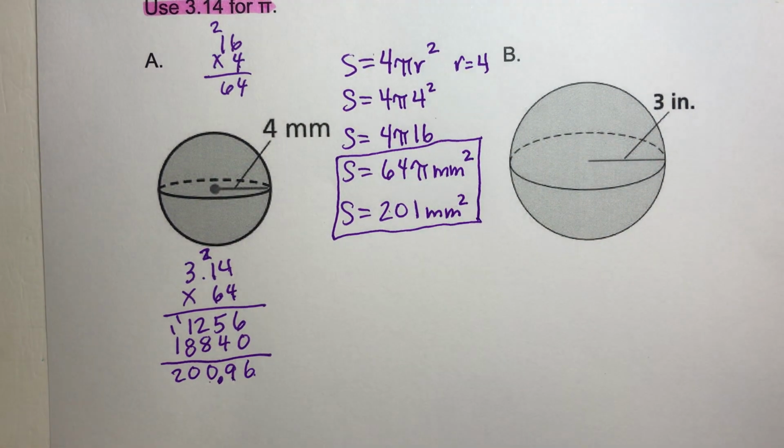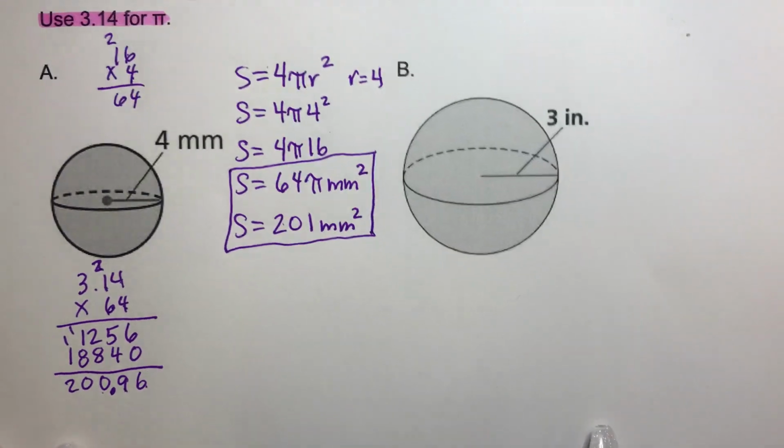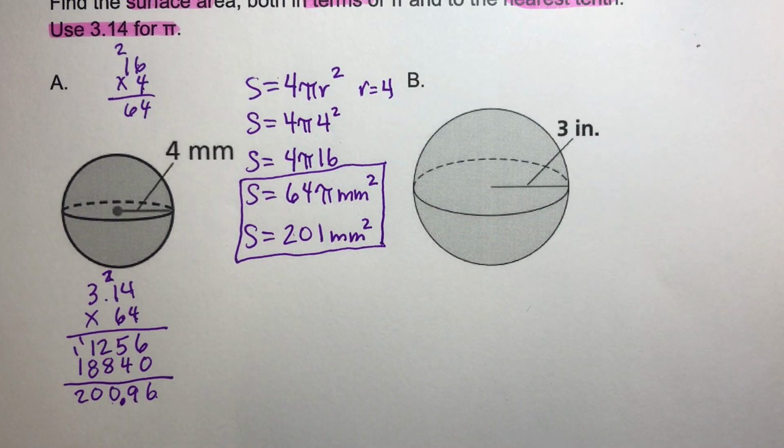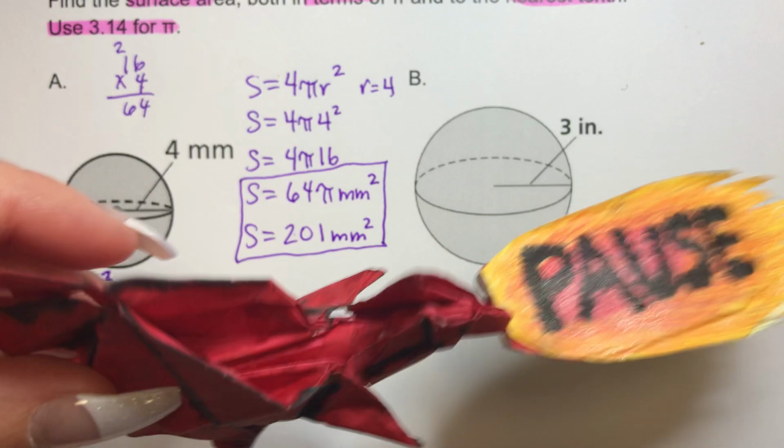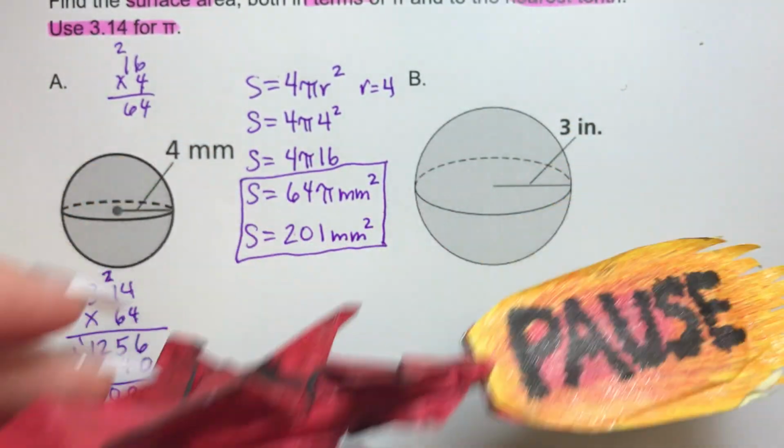Okay, now it is your turn, ladies and gentlemen, to try this out. I want you to try B, this sphere here. Go ahead and find the surface area. Here's my friend the pause dragon. Remind you to pause your device. Go ahead and work out this problem. When you get done, press play and we'll do it together. All right, see you in a bit.